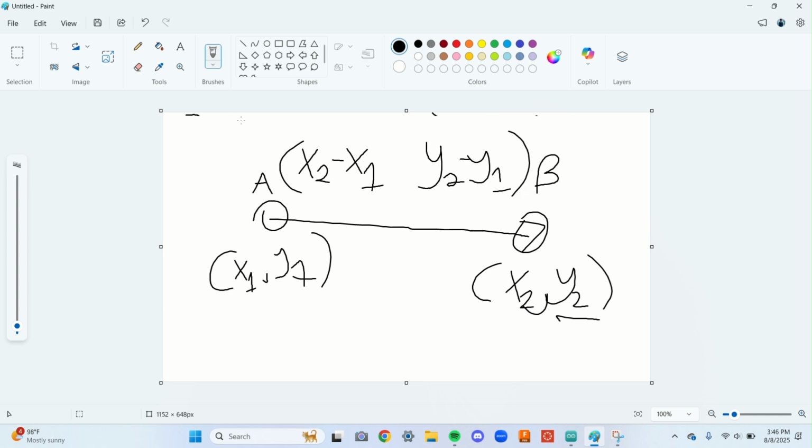So think of it like walking from point A to point B, right? And then you want basically your change. So that's going to be your change. So the vector going from point A to point B is this vector with x component x2 minus x1 and y component y2 minus y1.